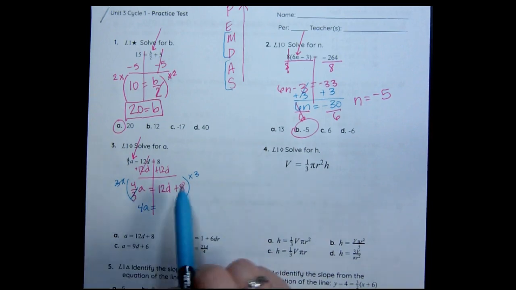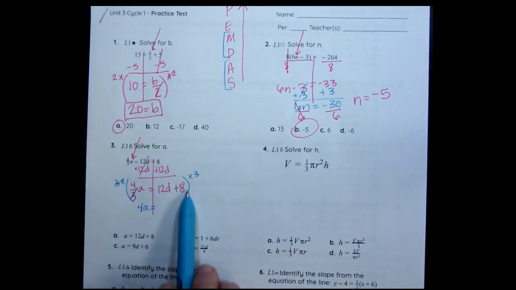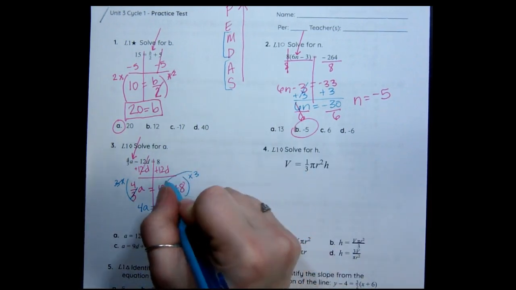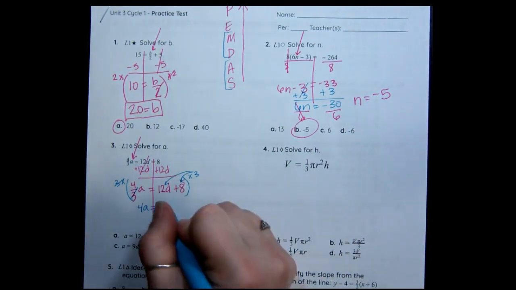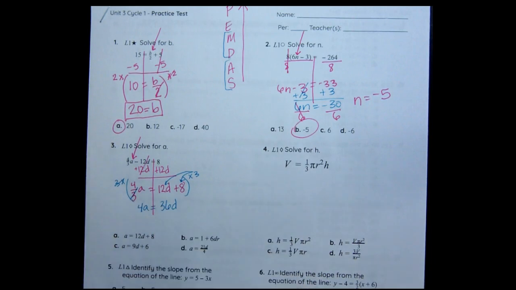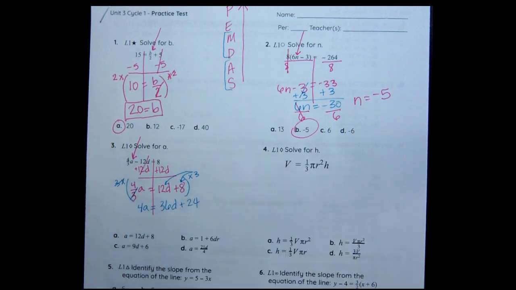Now, just like with normal distribution, this is a 3 times 2 different terms. So I have to go ahead and do both of those. So 12 times 3 is 36d, and 12 times 8 is 24.